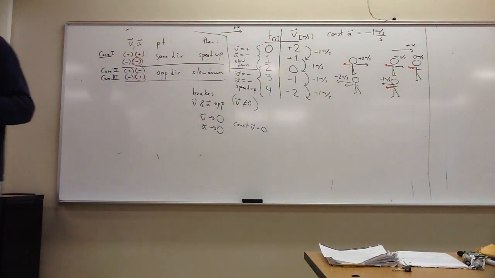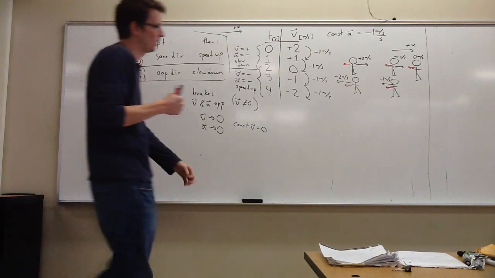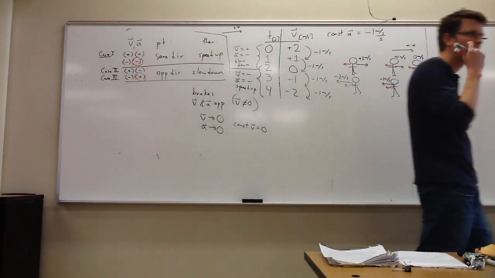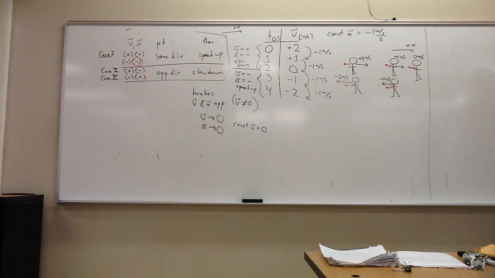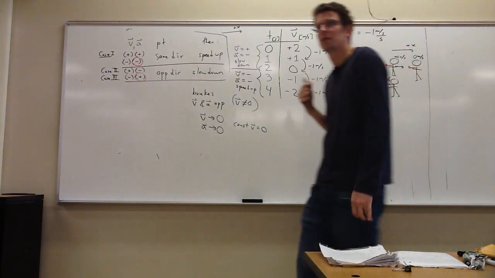So notice that persistent acceleration says, come on, negative. Negative is where it's at. And the velocity goes from positive to 0 to negative. Okay?